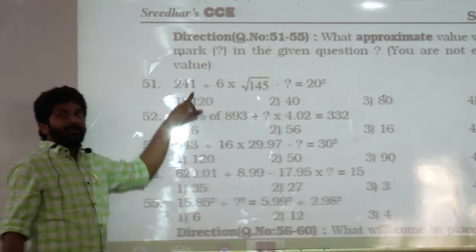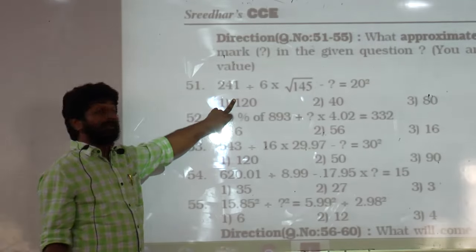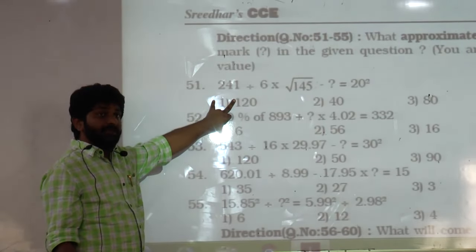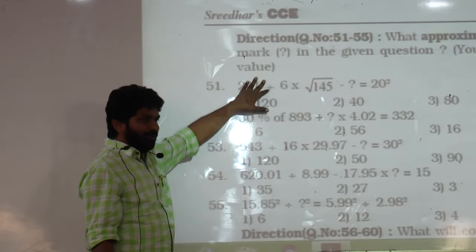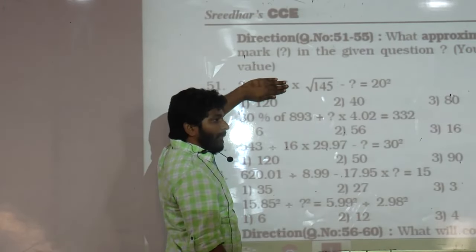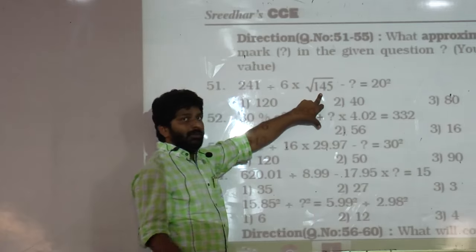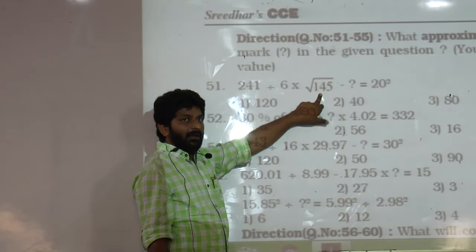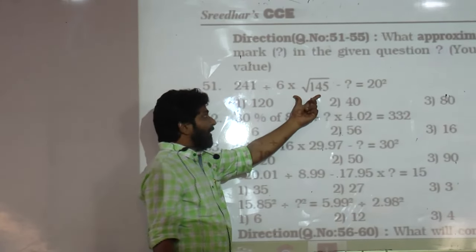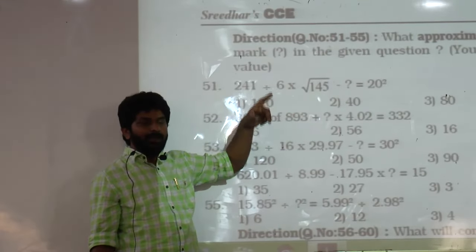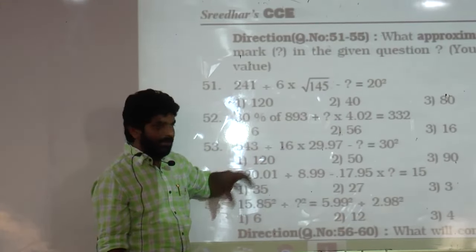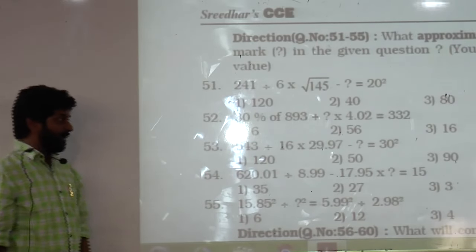Right, 241 divided by 6. 6 4 times, 6 4 times 24. 240, 241 and 240 are the same. So this is equal to 40. This is under root 144, right? Near about 12. 40 12 times 480. Minus how much is equal to 400? Out of 480 you need to subtract 80, then it becomes 400, right? So you need to subtract 80. Third option is the answer.